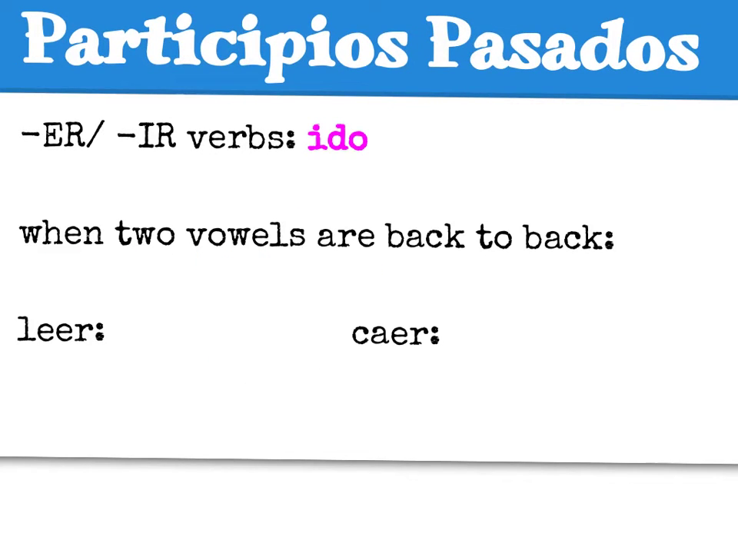When you have two vowels that are back-to-back in ER or IR ending verbs, you will still keep that ido, but there will be an accent on the I. So leer would be leído. Caer would be caído.